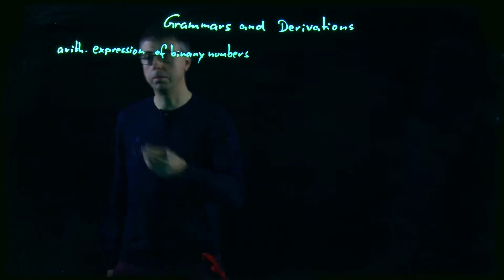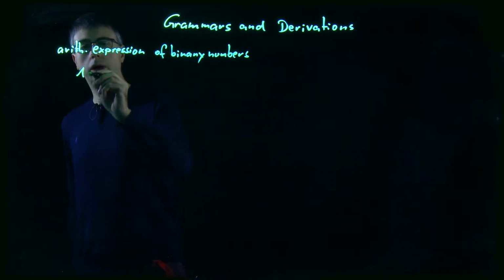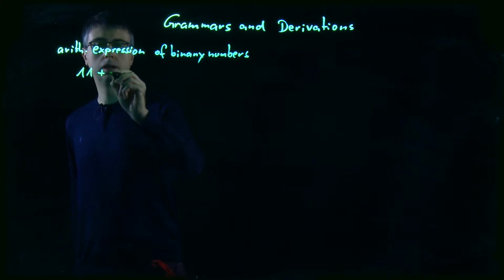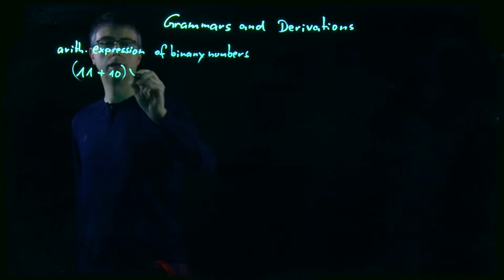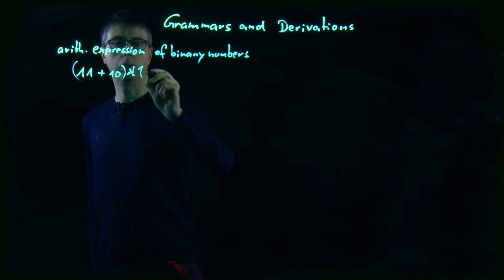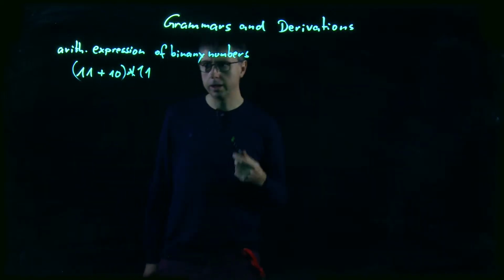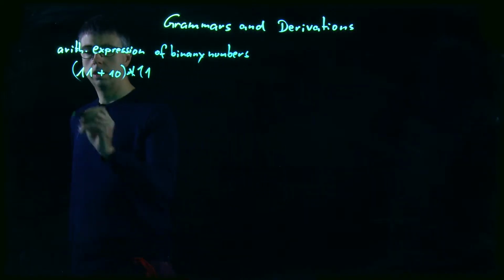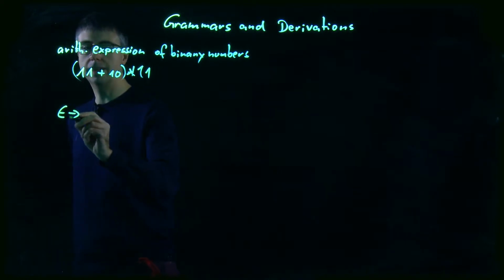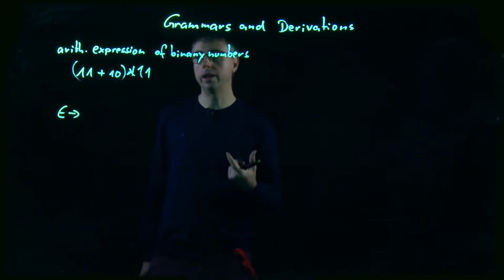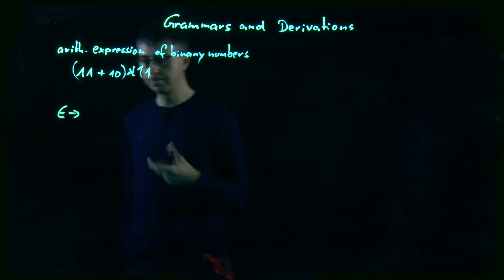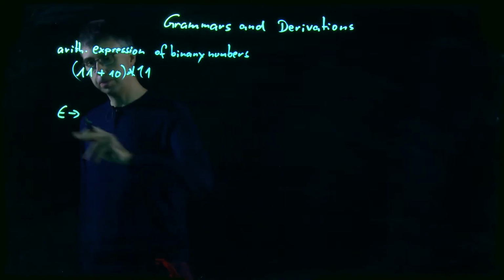A typical expression might be something like this: 11 plus 10 times 11, for example. And I will give a grammar that can actually produce all the valid expressions. And the grammar is as follows.